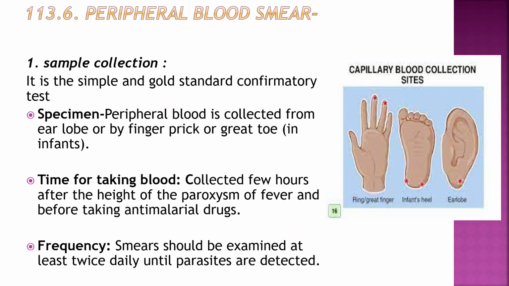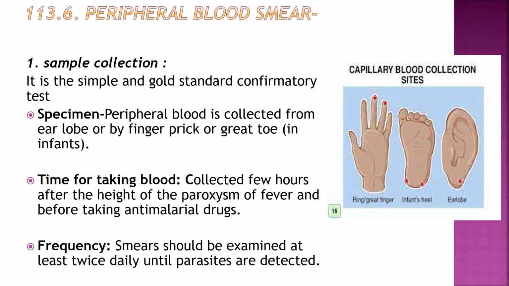So, peripheral blood smear. First is the sample collection. It is a simple and gold standard confirmatory test for malaria, filaria, or other blood parasites. The specimen is peripheral blood collected from the earlobe, by finger prick, or from the great toe in infants. Blood should be collected a few hours after the height of the paroxysm of the fever and before taking antimalarial or antifilarial drugs.